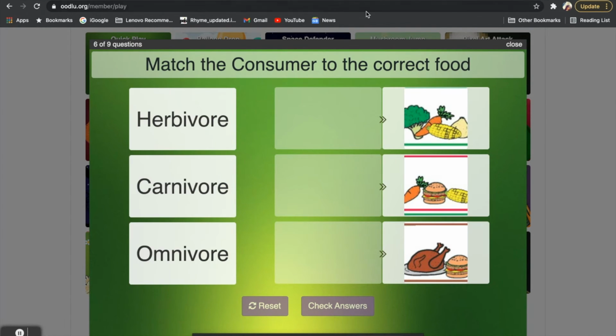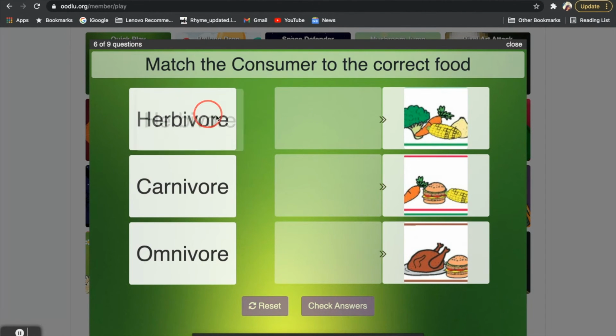Question 6 is asking us, match the consumer to the correct food. So we know there are 3 different types of consumers: herbivore, carnivore, and omnivore. Let's match up the herbivore. We match up the herbivore with the broccoli, carrots, and onion, or we match it with the carrots, burger, and corn, or with the chicken and the burger. Share your thinking on Edpuzzle now.